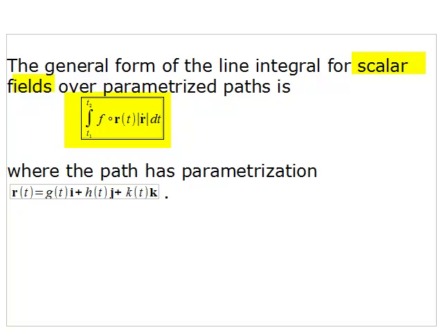The path has already been parameterized. We're just going to go from t1 to t2. This is not a surface. It's going to be a line in space, and it's parameterized. So this is a mapping from R1 into R3 to define the path.